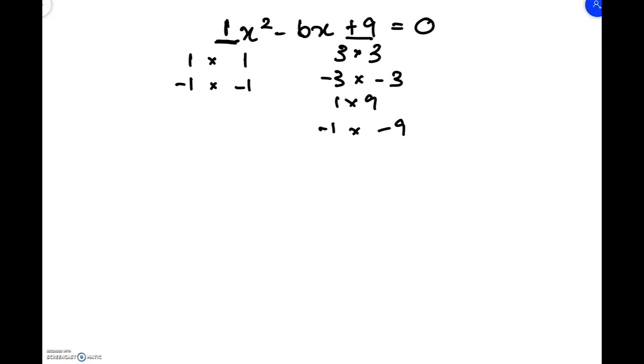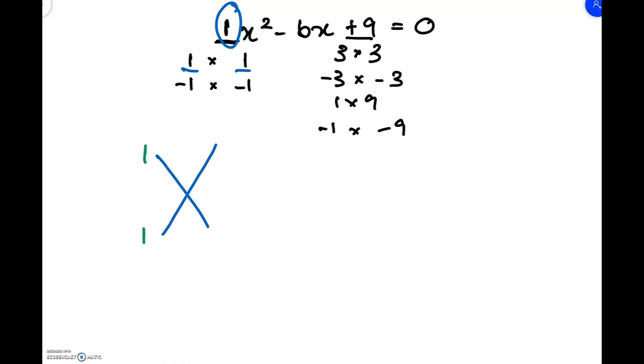So now we're going to do a cross method. Basically what that means is you're going to want to draw a cross, and on the left side of the cross, you're going to put down two numbers that are factors of your first term. So for example, in this case, it's 1 and 1. You can always try both, but normally for the left-hand side, we don't use the negative numbers, we only use the positive ones. So in this case, it'd be 1 and 1, so we'll put 1 here and 1 here.